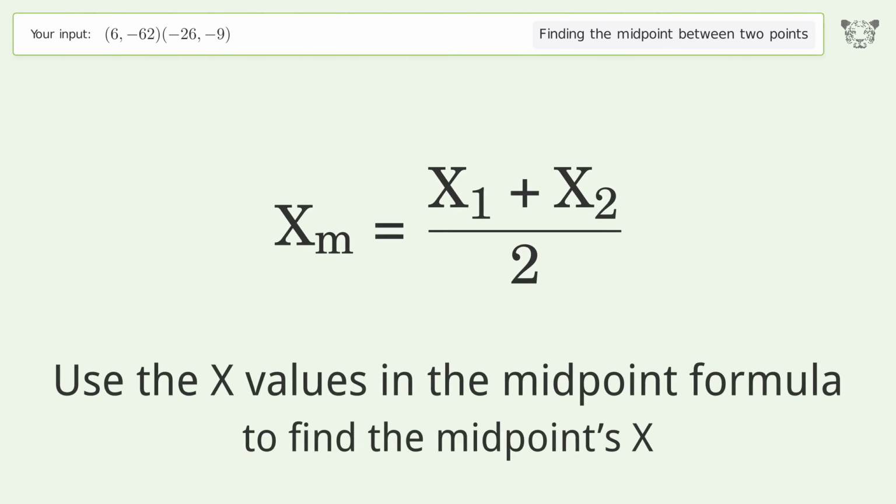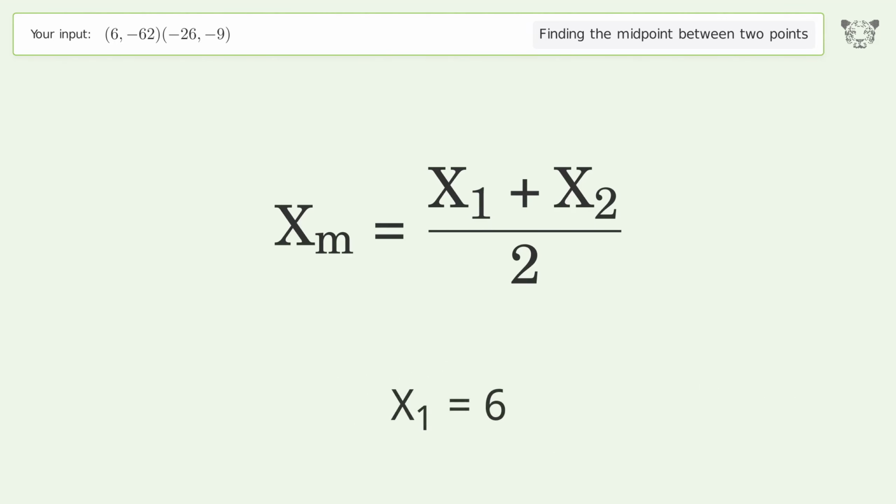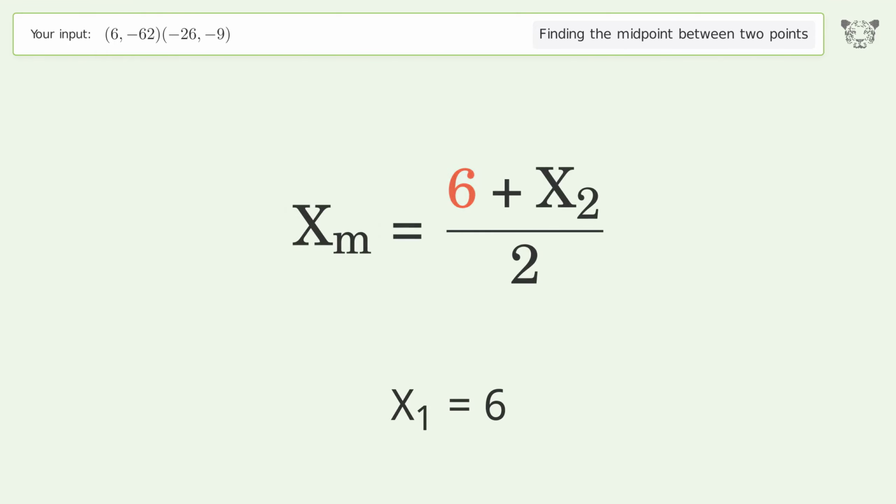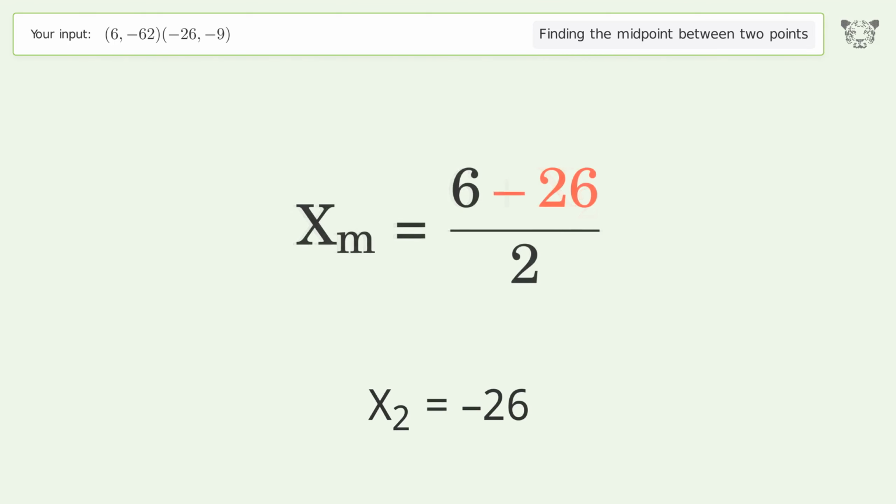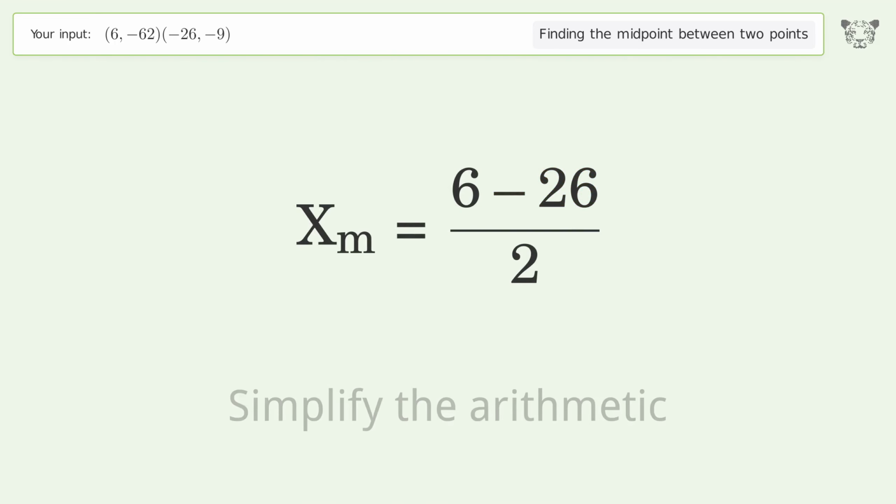Use the x values in the midpoint formula to find the midpoint's x. x1 equals 6. x2 equals -26. Simplify the arithmetic.